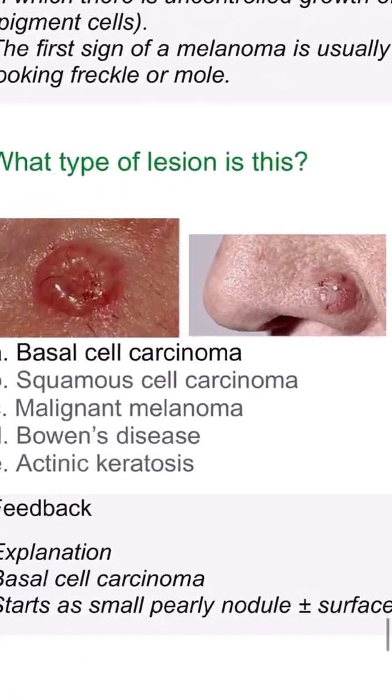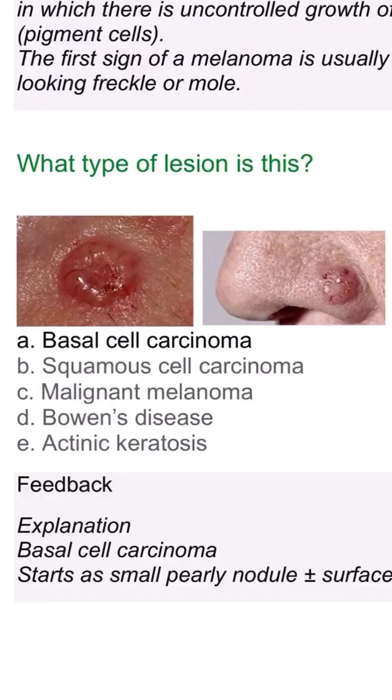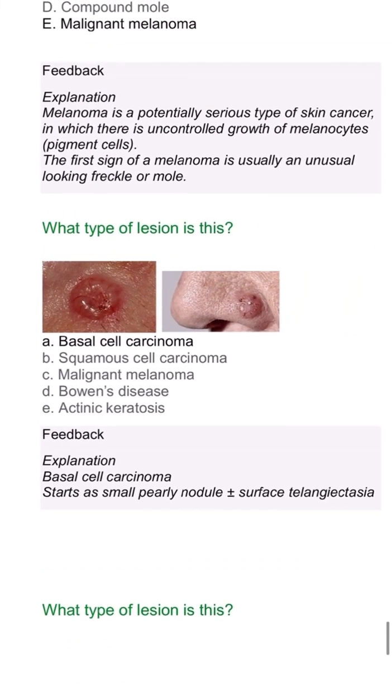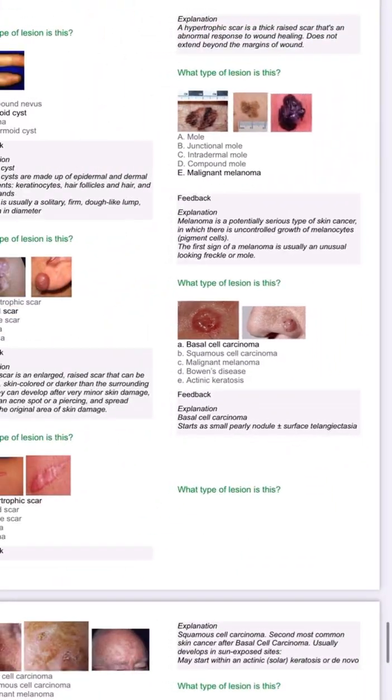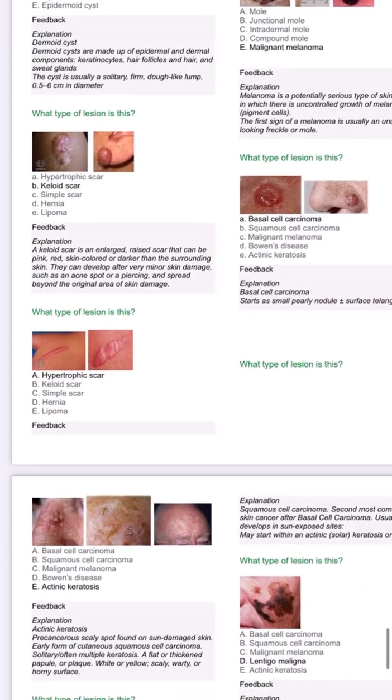What type of lesion is this? So this is basal cell carcinoma. It starts as a small pearly nodule plus minor surface telangiectasia and rolled margins.